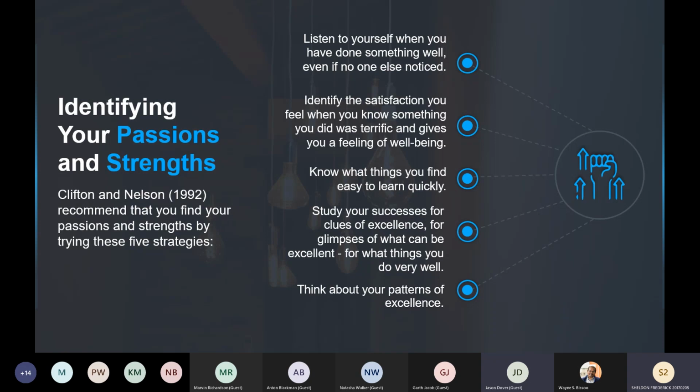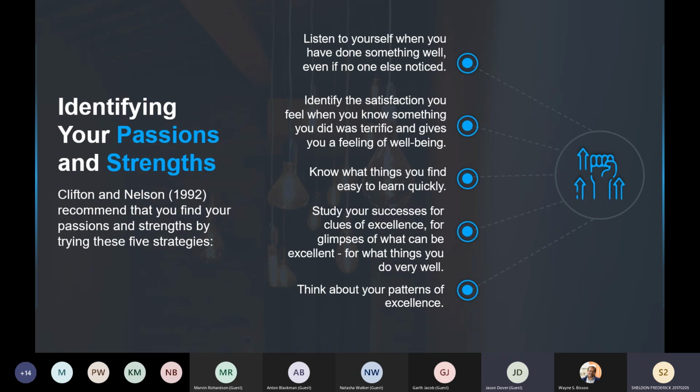So identifying your passions and strengths. Right? Clifton and Nelson, 1992, recommend that you find your passions and strengths by trying these 5 strategies. So the first one, resist the temptation to seek outside validation from other people. Acknowledge when you have done something well, even if no one else takes notice. Secondly, embrace that feeling of satisfaction when you did something great. For example, if you got an A in financial procedures and budgeting last semester, that would have certainly added to your well-being. The third point, know what things you find easy to learn quickly.